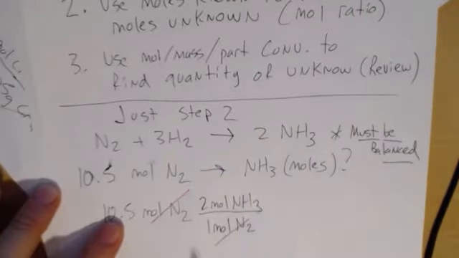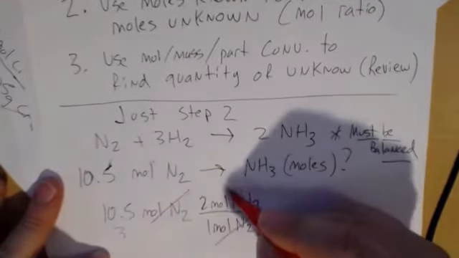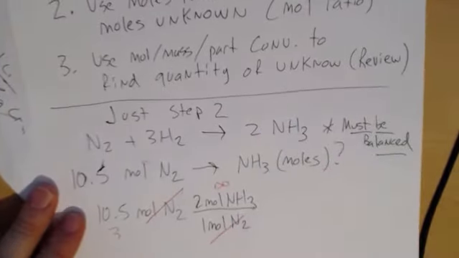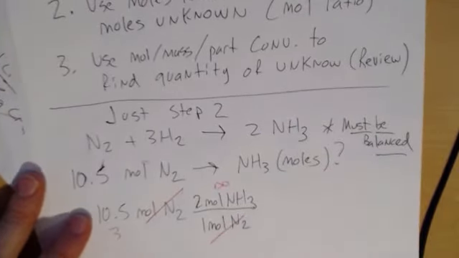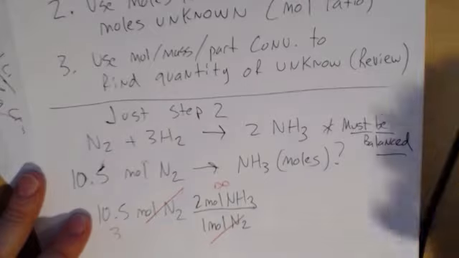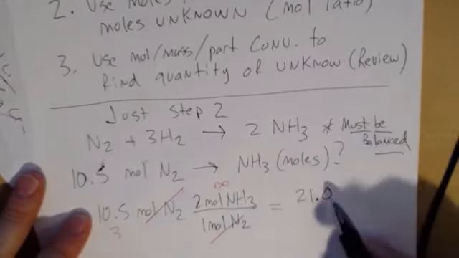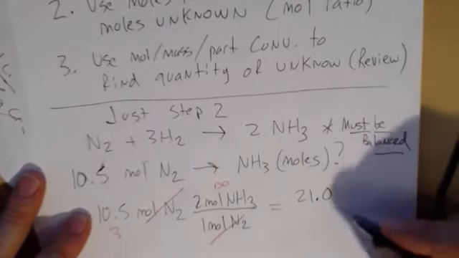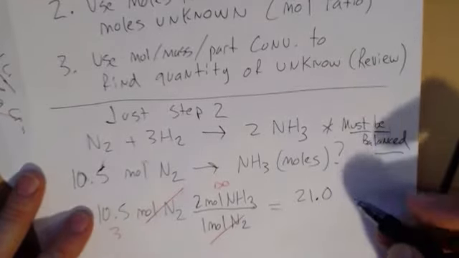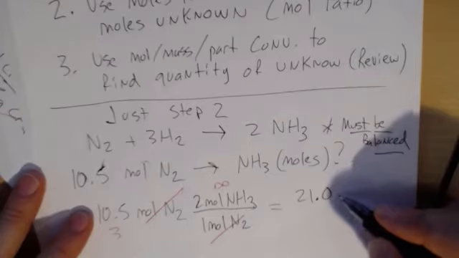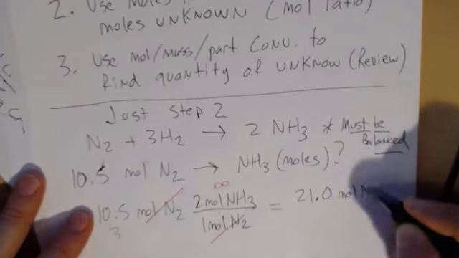This is 3 sig figs. This is infinity. So I should have 3 sig figs. I think I can do this one in my head. It becomes 21.0. I have to add that extra 0 to have 3 sig figs. So 10.5 moles of nitrogen will react to make 21.0 moles of ammonia.